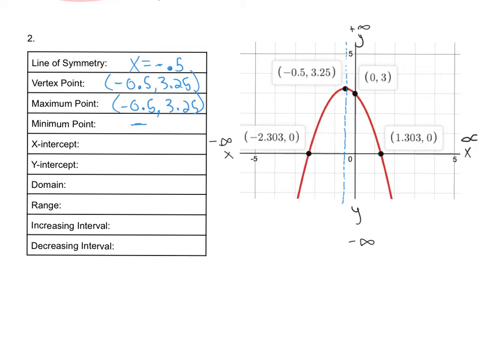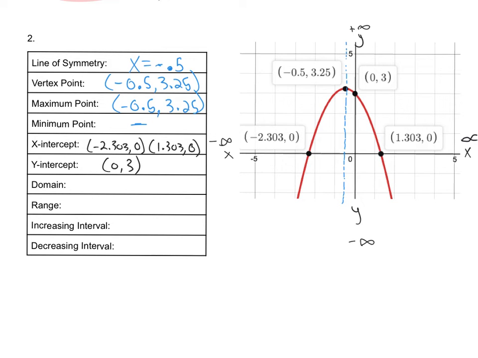Looking at your x-intercepts, where does the graph cross the x-axis or the horizontal axis? Here we can see that those 2 points are negative 2.303 and 1.303. The y-intercept, or where the graph crosses the y-axis, is 3.